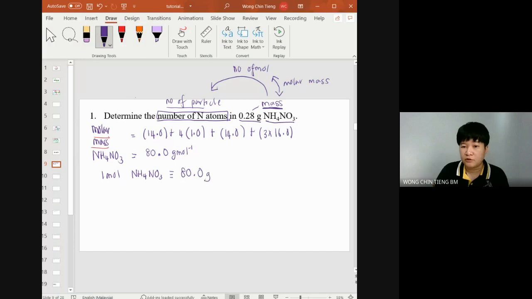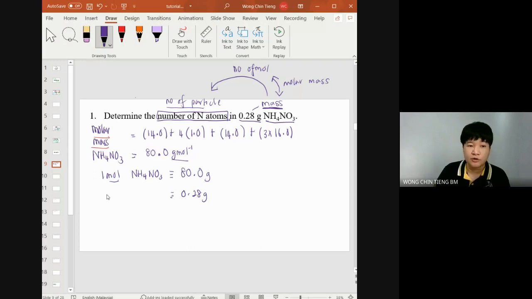And over here, if you look at the way that I write, saya hanya akan letak gram, saya tak akan letak gram per mole. Sebab apa? Sebab mole dah duduk kat sebelah kiri. Nampak tak? Bila comparison, kita tak payah letak gram per mole. See that? Okay. Next. The problem over here is, kalau 80 gram, saya dapat 1 mole. Sekarang saya tak ada 80 gram. So, how much do I have? Is 0.28 gram. That is how much I have.